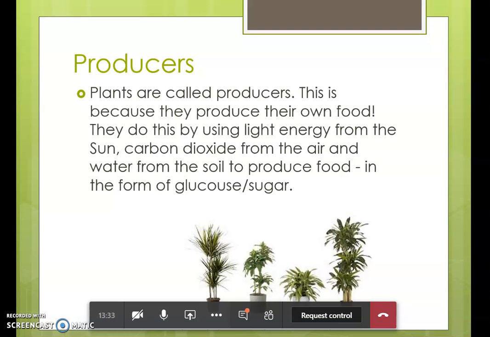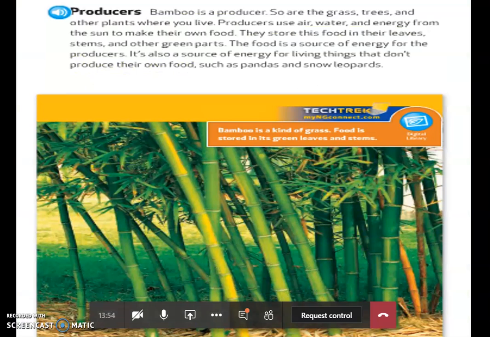Light energy from the sun, carbon dioxide from the air, and water from the soil to produce food in the form of glucose, sugar, all right? So what we're looking at now is producers, consumers, and decomposers. These are the roles that different organisms play in an ecosystem, all right? So there goes that sound again. So what I need, and I think I'm going to go to Kylea. Kylea, can you read about producers?